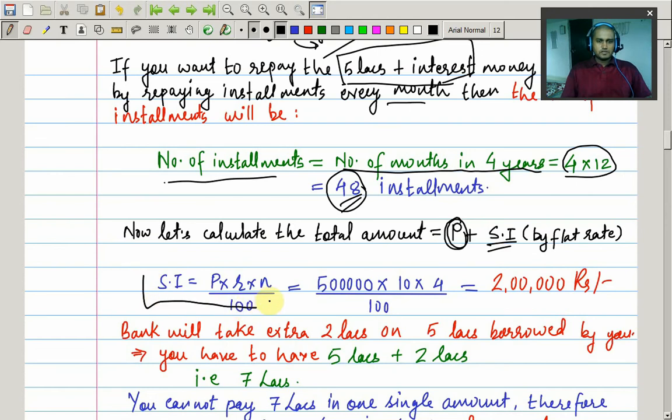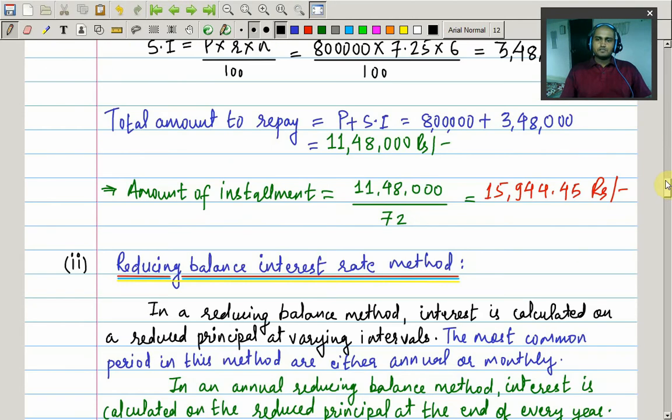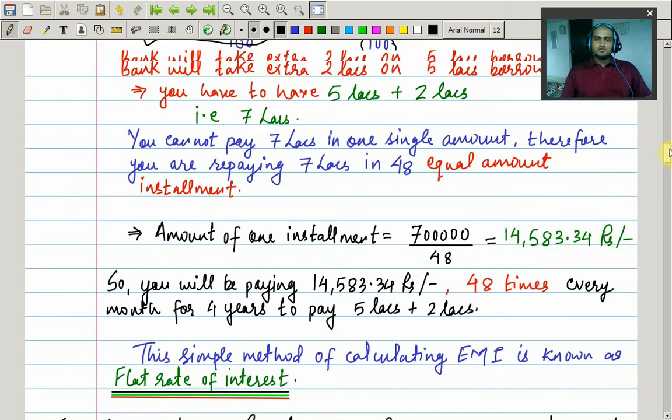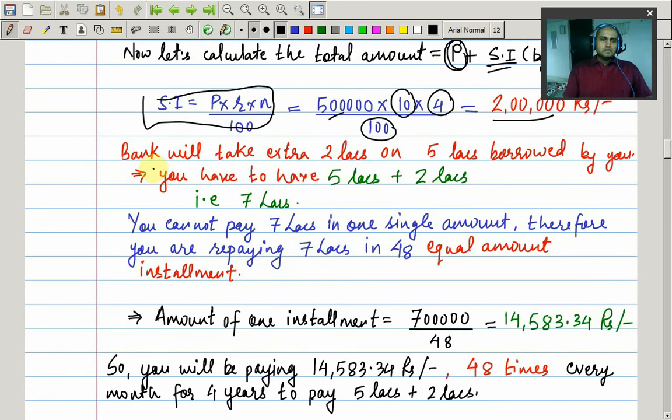So this is the formula for simple interest. P is 5 lakhs, and this 10 is the rate, and 4 is the number of years, and divide by 100, so 2 lakhs. I'm paying 2 lakhs extra as interest to the bank. So total money I want to pay is 5 lakhs plus 2 lakhs. Okay, so the bank will take an extra 2 lakhs on the 5 lakhs borrowed by you. So you have to pay 7 lakhs.